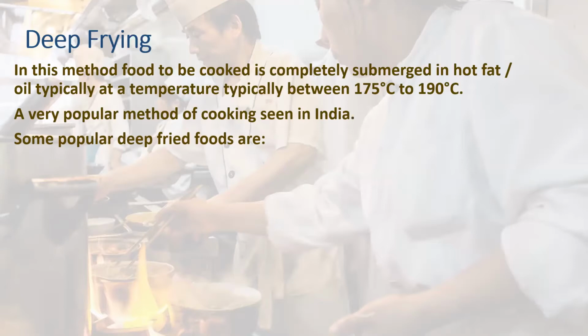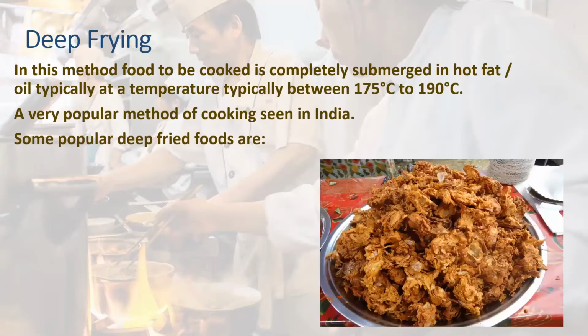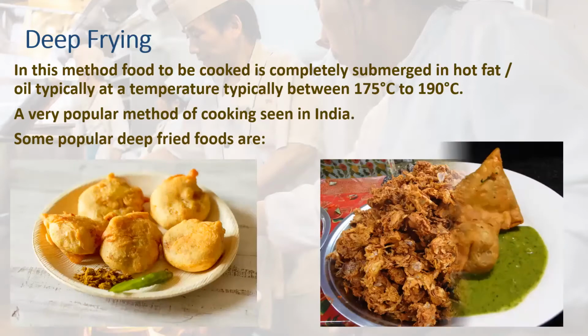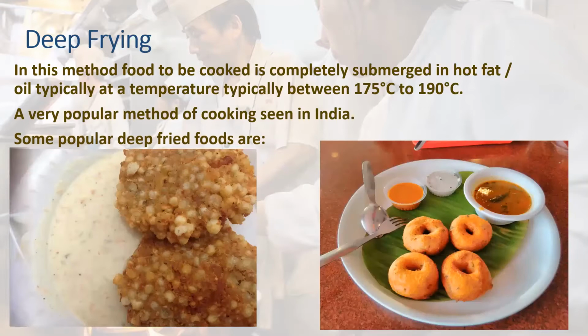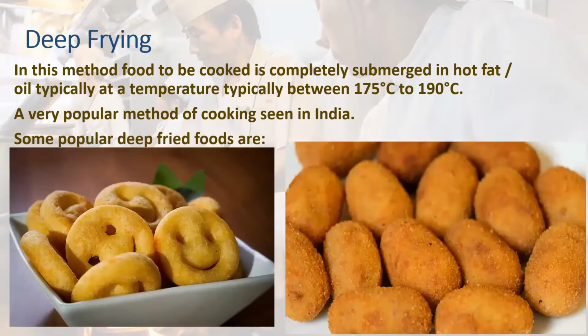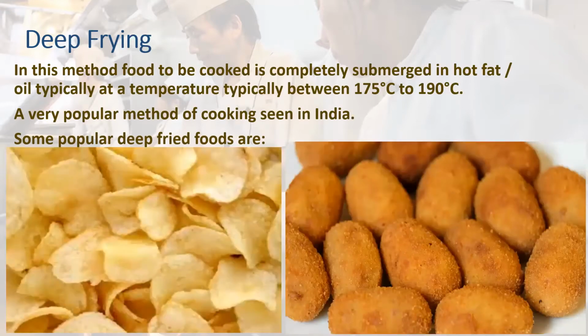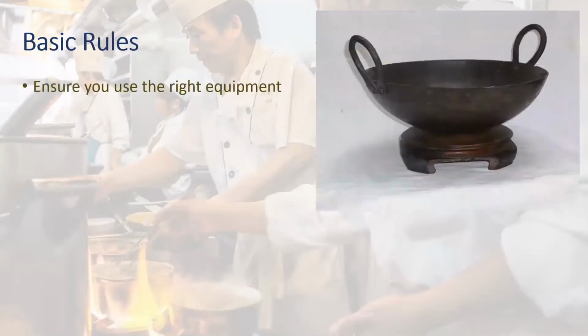So some popular deep fried foods are the bhajia, the batata vada, samosa, then you have the sabudana vada, medu vada, then you have these smileys that we get, then you have some potato croquettes, you have the chips, and there are many more that are deep fried. Then we'll see some basic rules that are being followed.